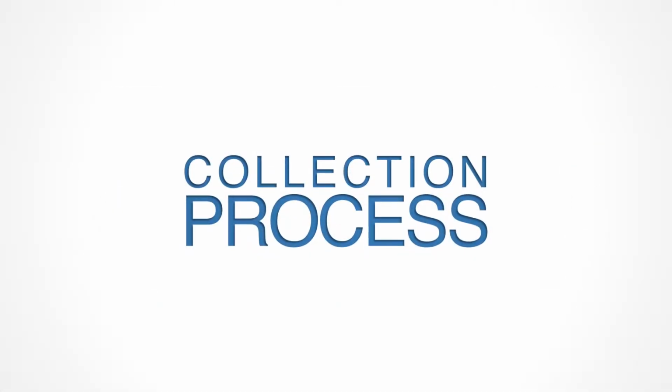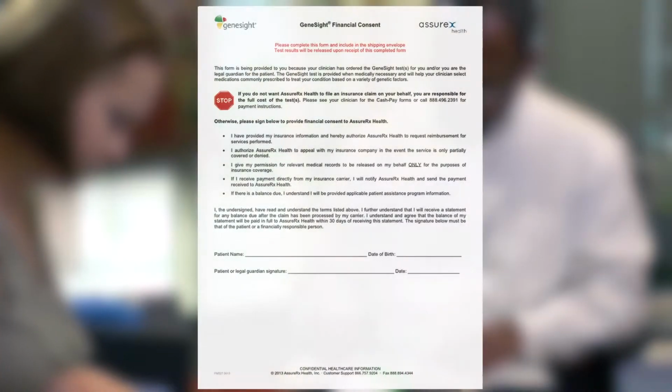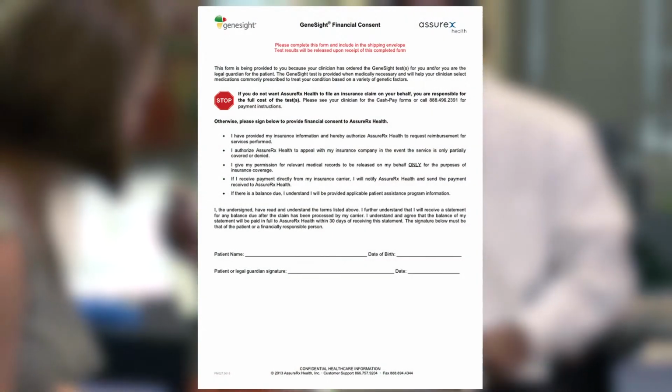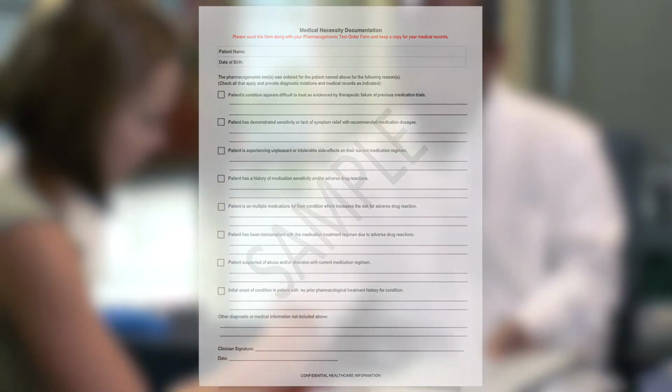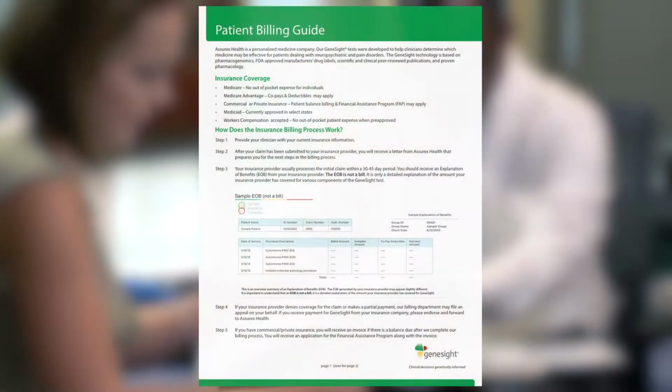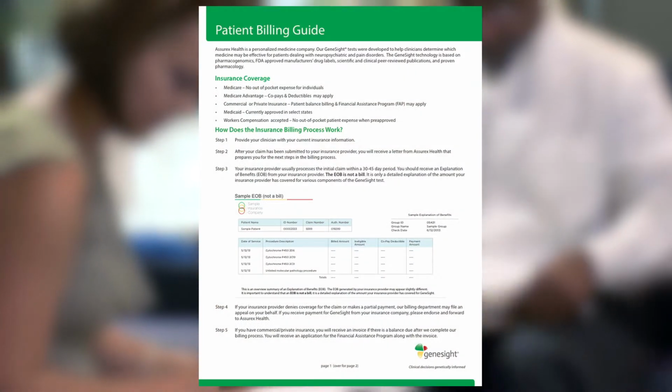The collection process. Now you're ready to begin the collection process. In each test package, you will find a sample envelope, a sterile package containing 2 cotton swabs, and 3 documents. The GeneSight financial consent form should be filled out by the patient, and the clinician will need to complete the medical necessity form to send back with the sample. The third document helps the patient understand the billing process. It is very important to give this to your patient for review and briefly explain the purpose of the form.